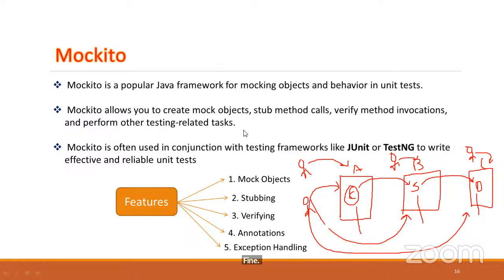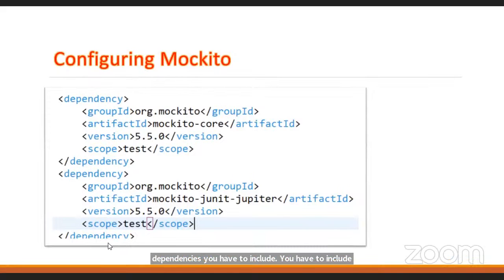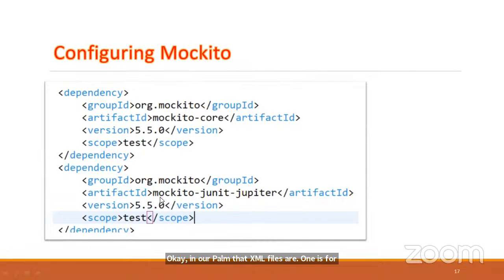Okay, then. So now how can you work with Mockito basically? That is our question. These are the two dependencies, guys, that you have to include in your pom.xml file. One is Mockito core. Another one is Mockito with JUnit Jupiter integration. Understand, guys? So these are the two dependencies you need to add in your pom.xml file.